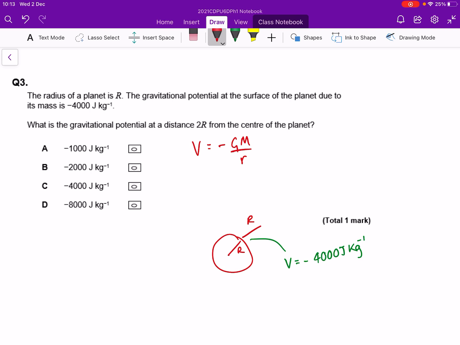In the first case, it's minus 4,000. And then r is doubling. So what's going to happen to our potential? So we've got minus GM over r, which is equal to minus 4,000. And then we're interested, what's the value of minus GM over 2r? Well, that's going to end up being minus 2,000, isn't it? It's going to be half as much. And so question 3, the answer is going to be B.